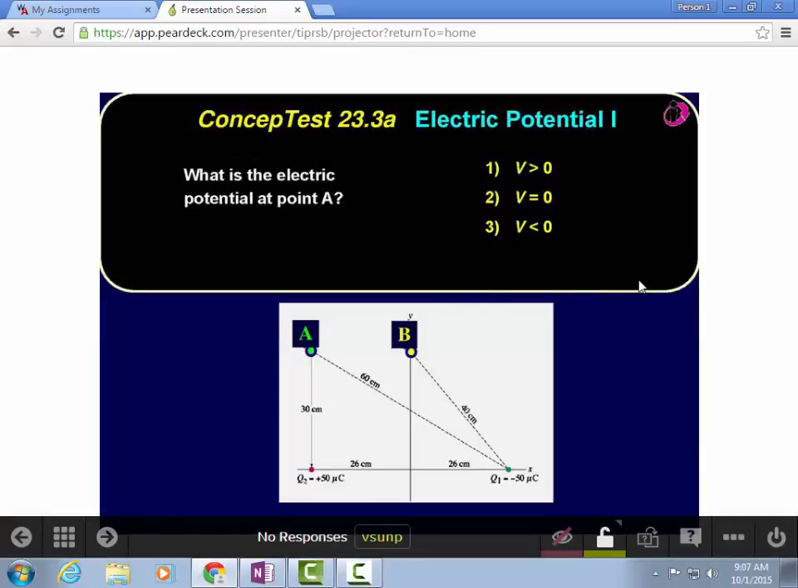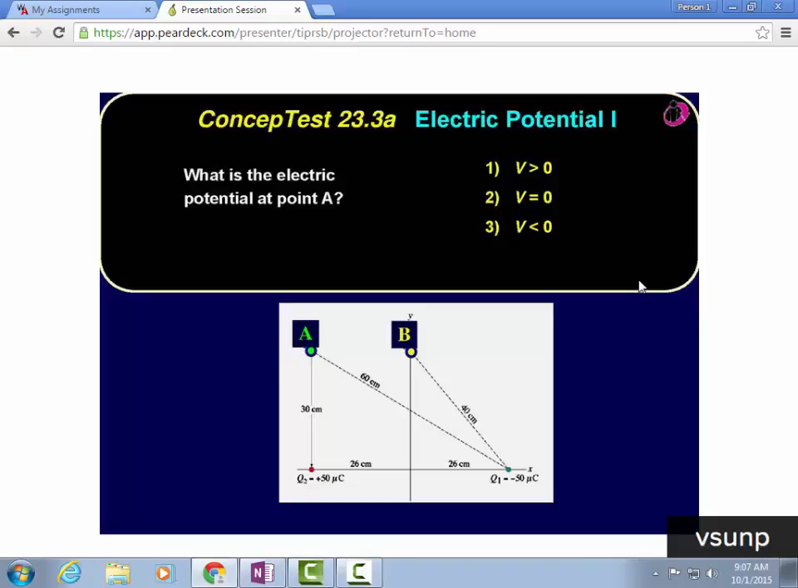All right. What is the electric potential at A? Wait, is that 3060? Is there a time? Oh, so Q. Yeah. You can come in and look at it. It is 50.